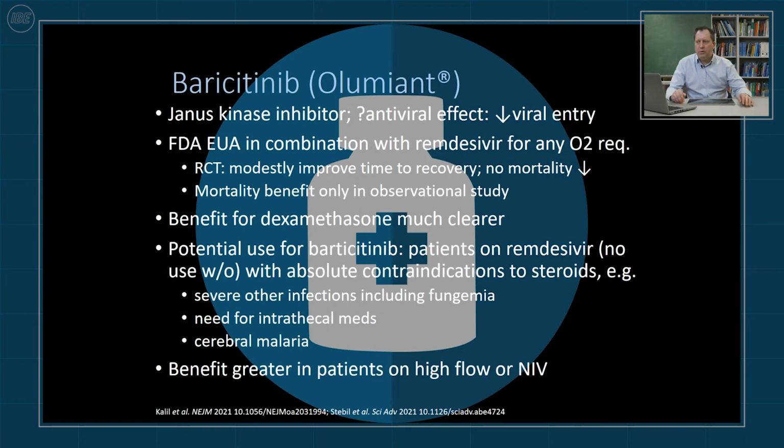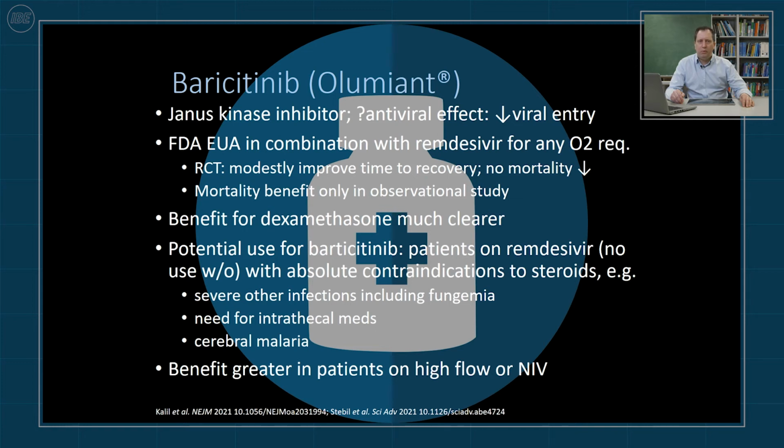One of the newer treatments is baricitinib. It's a Janus kinase inhibitor. It is also thought to have a direct antiviral effect. It might decrease the viral entry into cells. There is also an emergency use authorization, but only in combination with remdesivir for any patient who has an O2 requirement. A randomized controlled trial has shown a modestly improved time to recovery, but no mortality benefit.